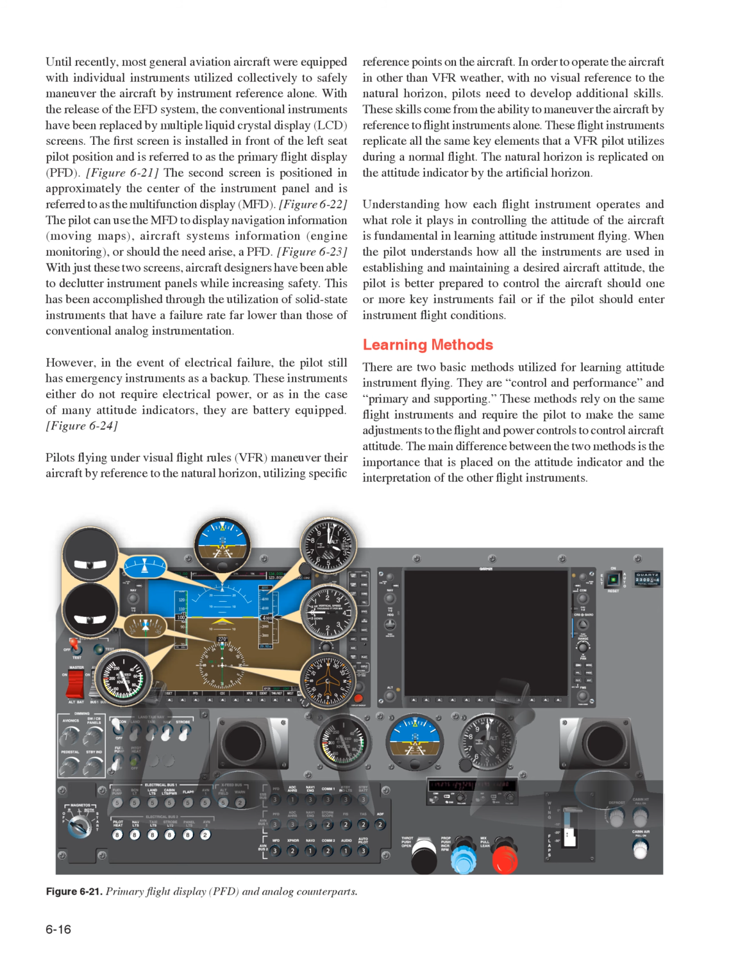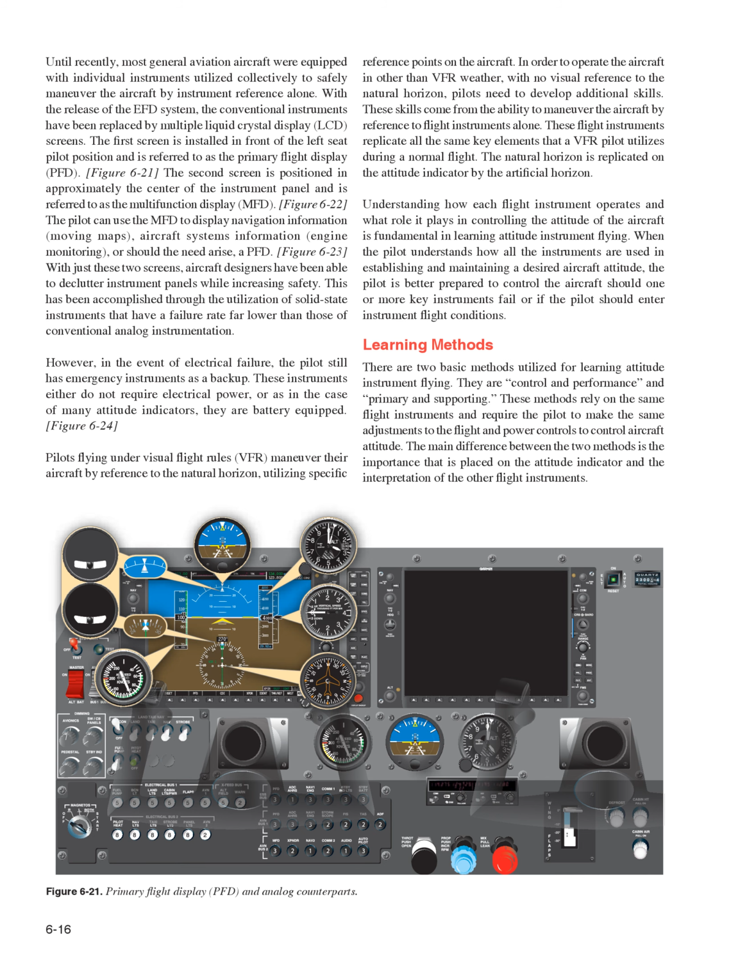Understanding how each flight instrument operates and what role it plays in controlling the attitude of the aircraft is fundamental in learning attitude instrument flying. When the pilot understands how all the instruments are used in establishing and maintaining a desired aircraft attitude, the pilot is better prepared to control the aircraft should one or more key instruments fail or if the pilot should enter instrument flight conditions.